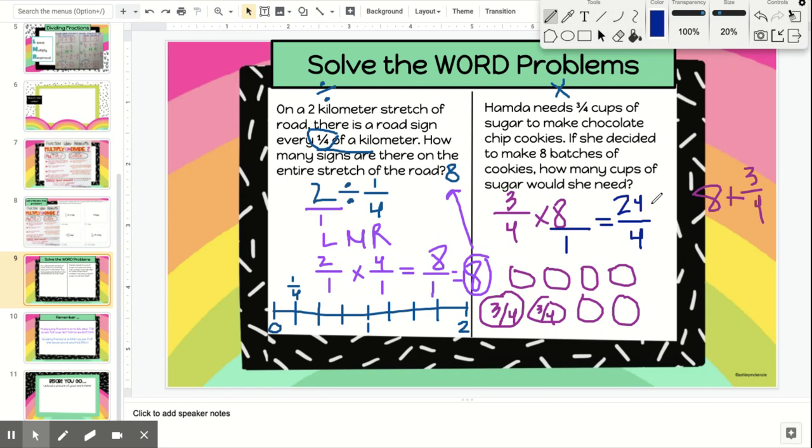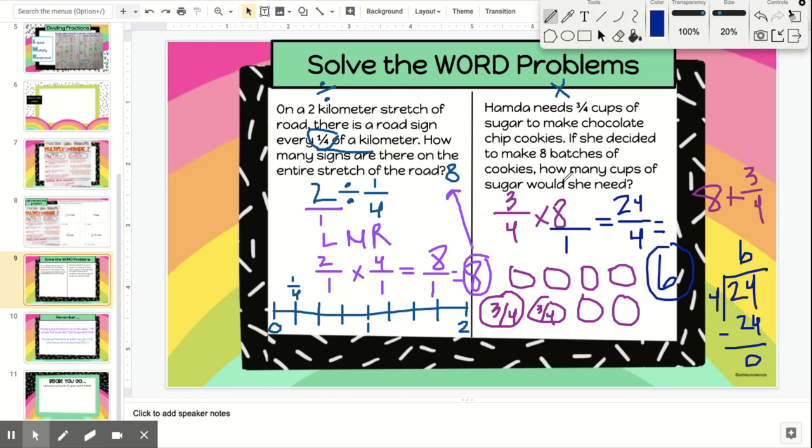Okay, so this is an improper fraction. This would not be an answer on a test or an exit ticket. So we need to convert this by dividing. 24 divided by 4. 4 fits into 24 6 times exactly. So when we subtract, we're not going to get a remainder. So our answer is just 6 wholes.